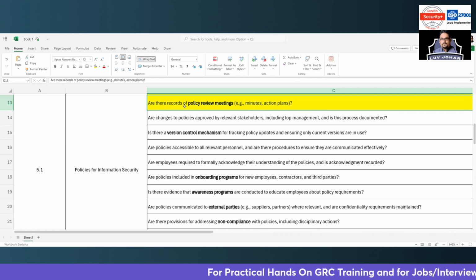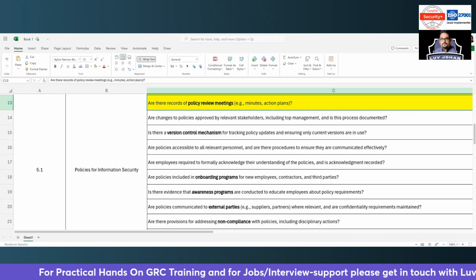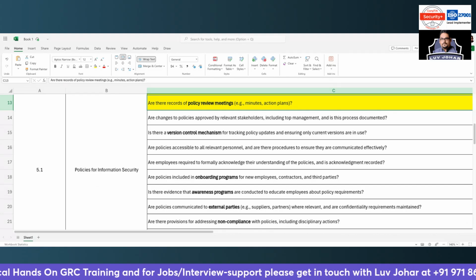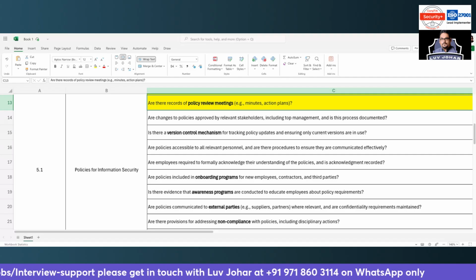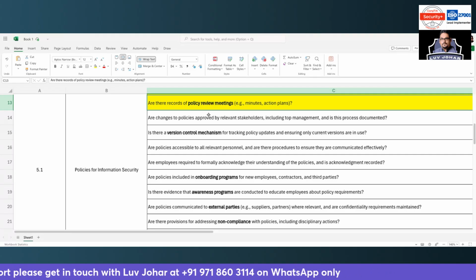Then, are there records of policy review meetings? So you need to mention the records of policy review meetings also, in terms of minutes or action plan. What was discussed in the policy review meetings, you need to mention those records as well in this policy, or as a separate document if you want, but definitely these records are important.